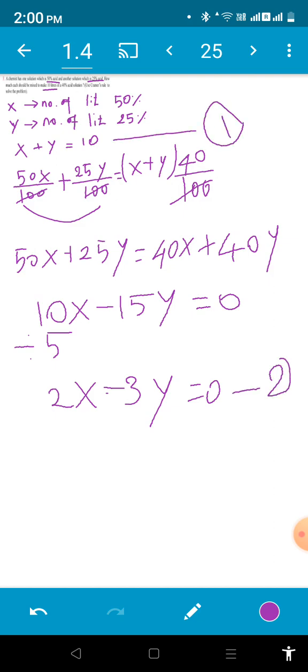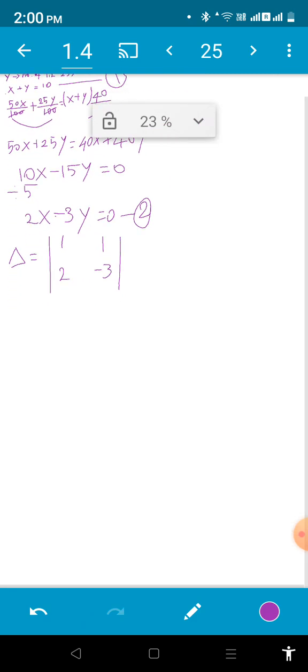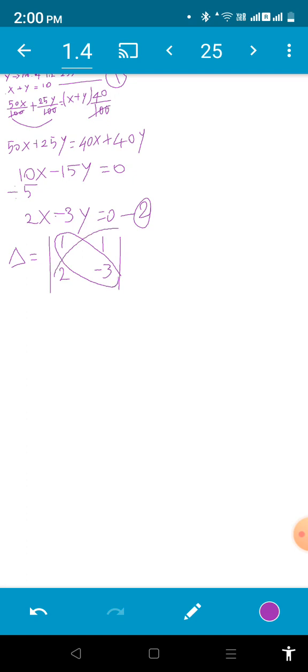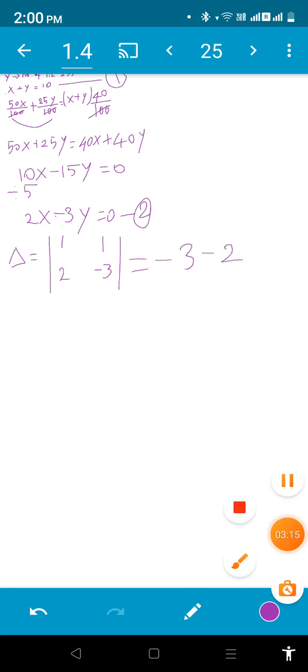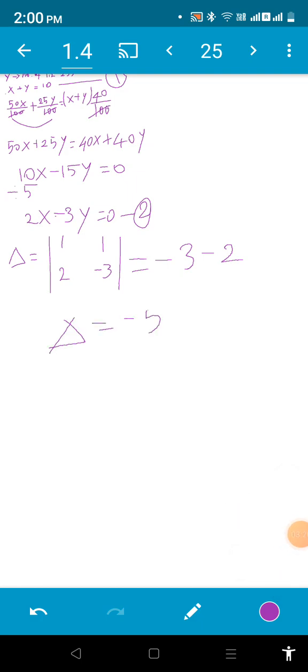This is the second equation, x plus y equals 10. From these I take the delta value. Delta is the determinant of the coefficients: 1, 1, 2, minus 3. I evaluate these values: 1 into minus 3 minus 1 into 2, so minus 3 minus 2, that is minus 5. Delta is equal to minus 5.